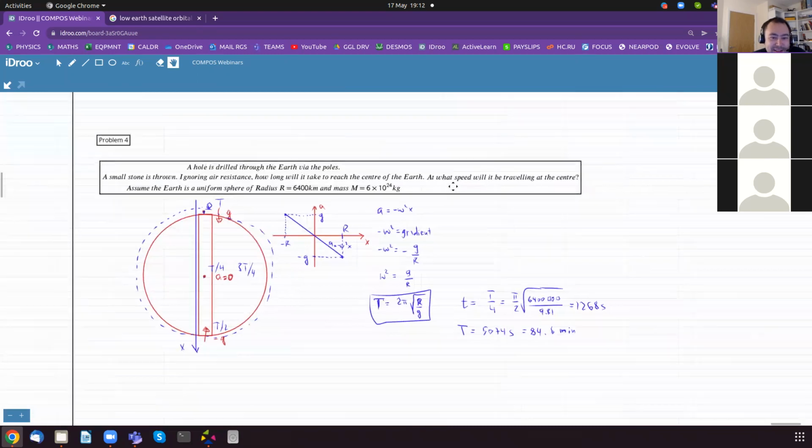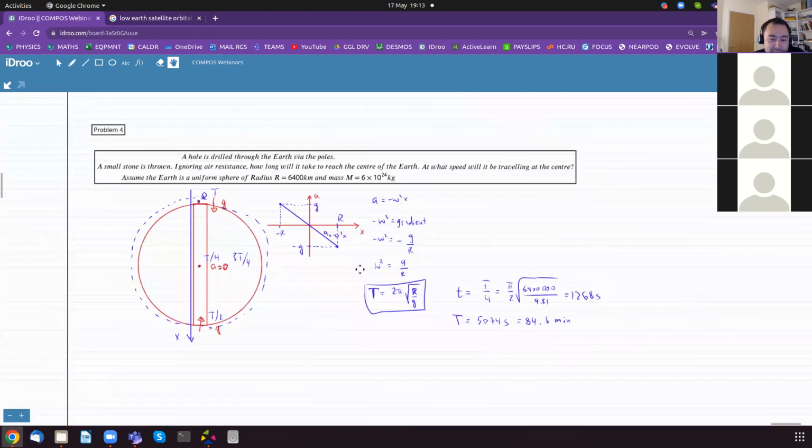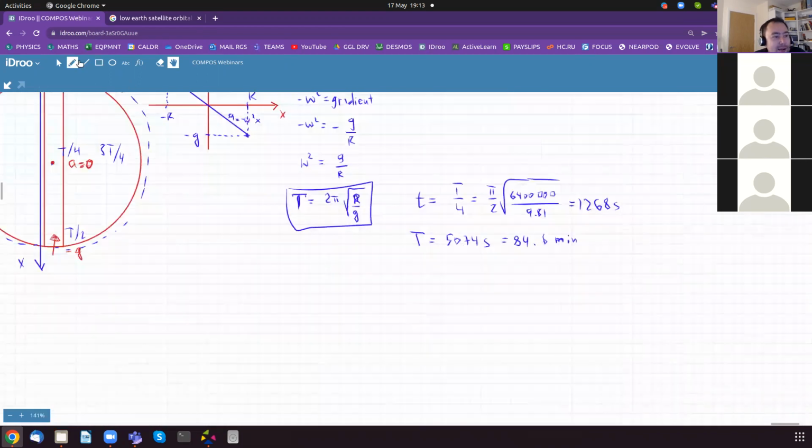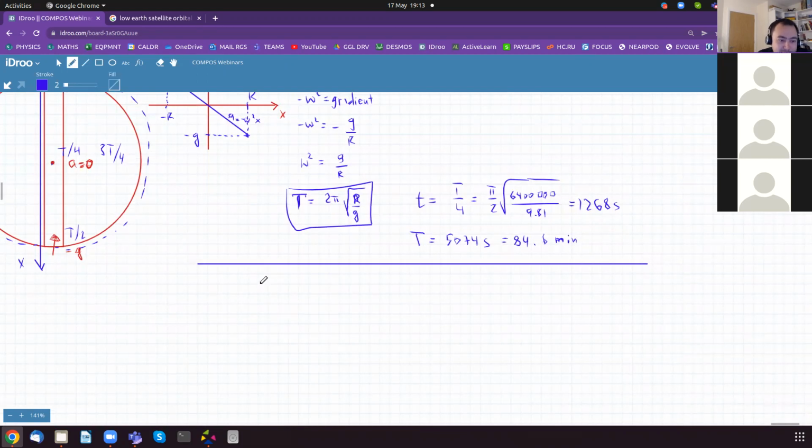Okay, so what speed will it be traveling? At what speed will it be traveling at the center? Well, I'll try to do an elegant way of that. Because I know that for any simple harmonic motion, x is a sine omega t plus phi. I know that this is true for any simple harmonic motion.